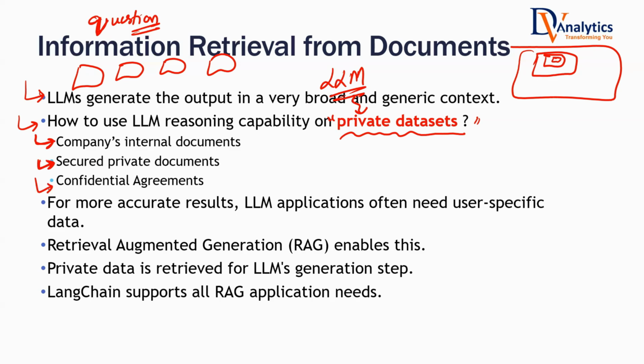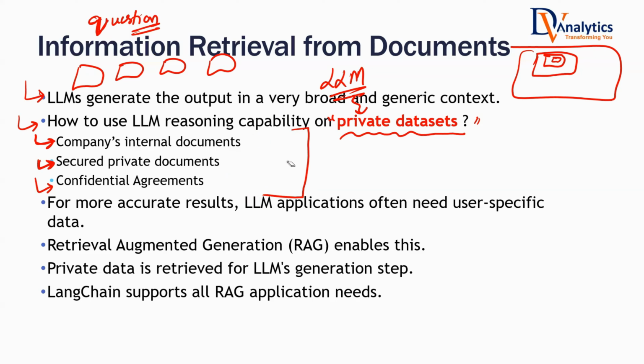Have they seen my confidential agreements? I have some agreement with another company or four or five vendors, and each agreement is around 50 to 100 pages long. And I want to ask some questions on this agreement. Do you think a large language model will understand my agreement? Do you think the training data of a large language model would contain these kinds of agreements?